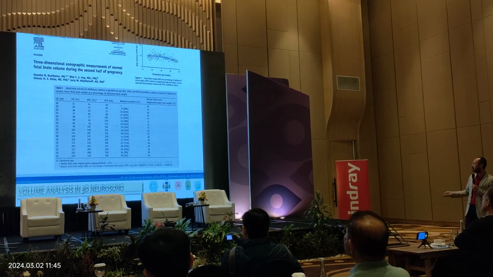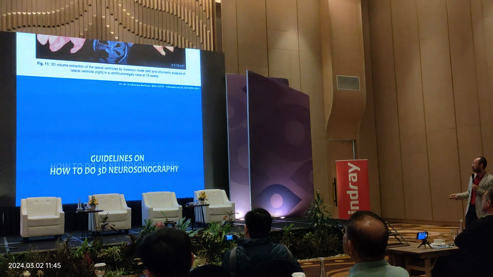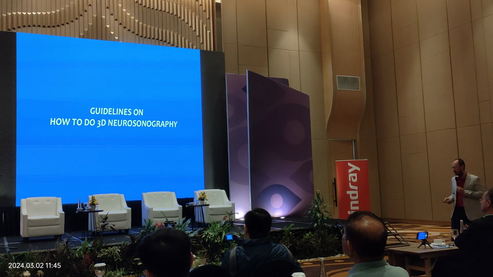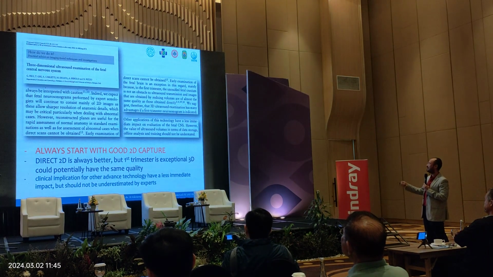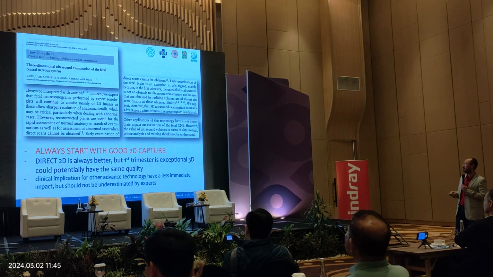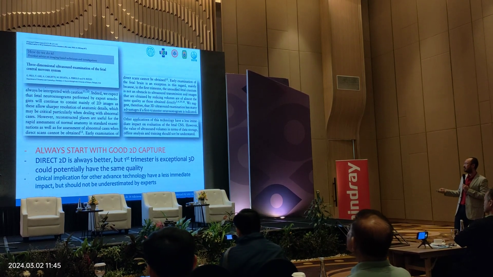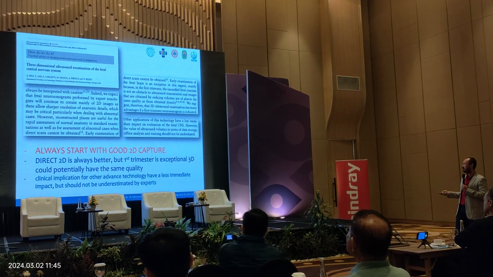You can use this chart to interpret the measurement. We can also use volume for the ventricle. So we should know the guideline. In 2007, Kilo and colleagues from the ISUOG made a guideline for 3-dimensional ultrasound examination of the fetal central nervous system. Always start with a good 2D capture. Direct 2D is always better, but sometimes it's difficult. So for backup, we use 3D neurosonography.